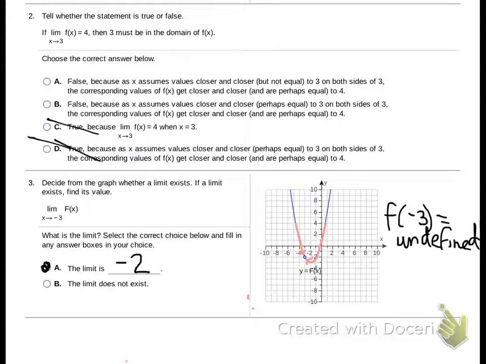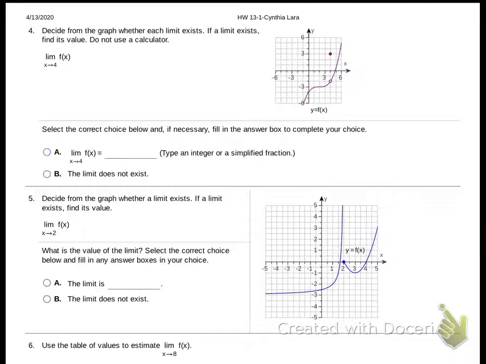So that means these two can't be true. So is it false because as the x assumes values closer and closer, but not equal, or B, perhaps equal? Well, it cannot be equal. If it were perhaps equal, then it could be in the domain. Okay? There we go.